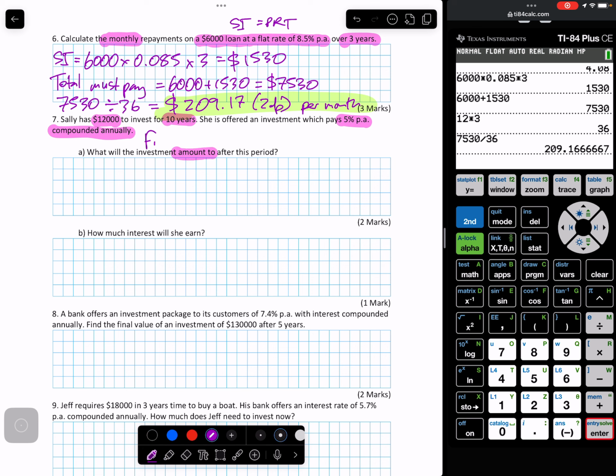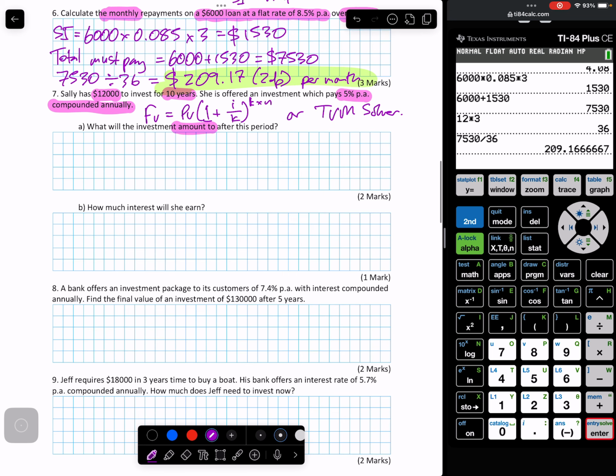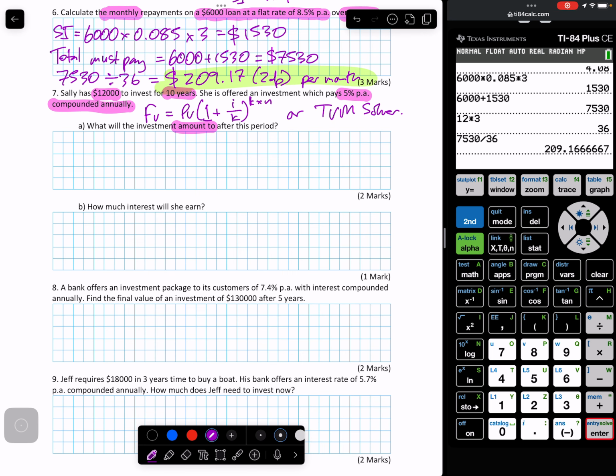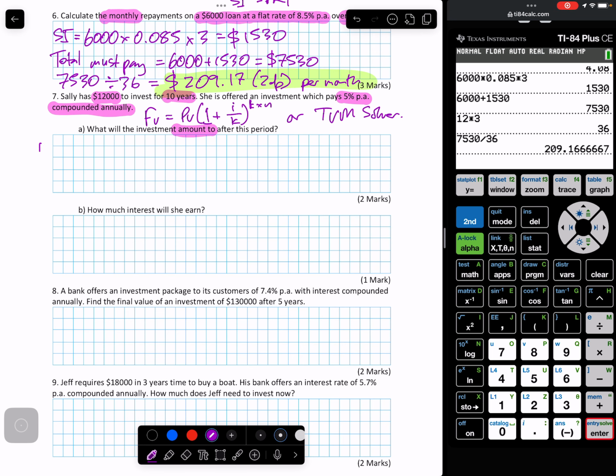So you have a formula. FV is equal to PV, 1 plus I over K to the power of K times N. I'm going to demonstrate it using that and TVM Solver. I'm going to do it both ways. So I'm going to take twice as long to do this and still smash the test real quick, okay? So FV, this is method 1.